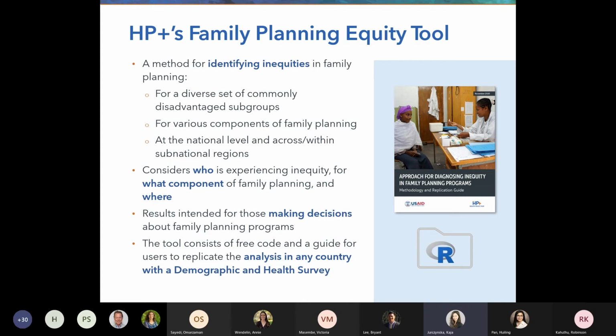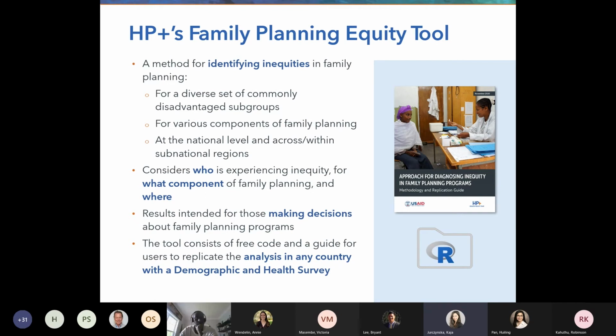And you can also identify inequities not only at the national level, which of course is valuable, but you're also able to diagnose inequities at the subnational level as well, which is super important for programming and financial decisions. So by doing that, the tool identifies who is experiencing inequity, what component of family planning is being delivered inequitably, and where that inequity is concentrated across a country. The purpose of these results is to help individuals make decisions about family planning programming. So, where we focus our resources, which subgroups we focus on overall.